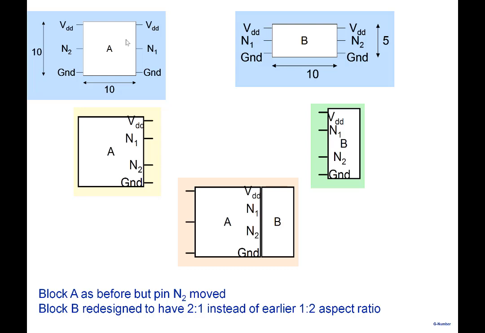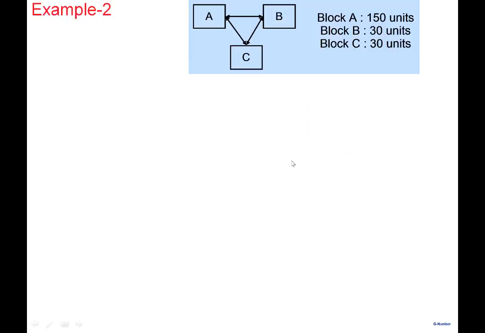So all the major blocks that are there in the chip, you decide what their shapes are going to be, where are you going to place them, how are you going to interconnect, and all those processes called the floor planning process here. Let me give you another example. Let's say you have three blocks in your, these are all abstract examples just to illustrate some of the principles.